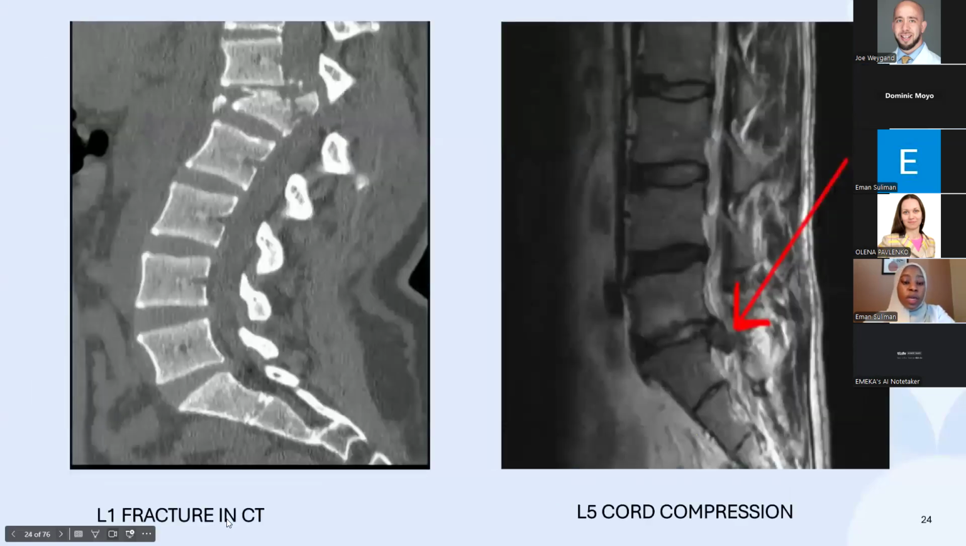Here we have an L1 fracture on the CT. The first lumbar vertebra fracture. The body of the vertebra here is fractured and segmented into many parts. And here we have L5 cord compression, herniated and compressed.